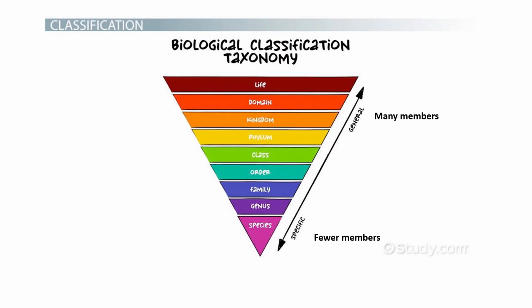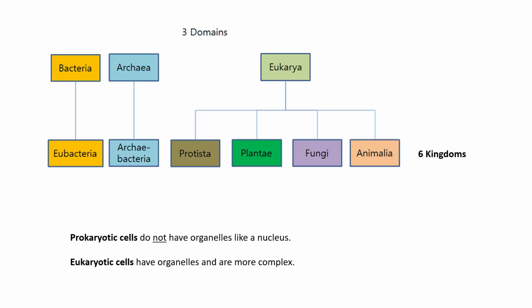So if we start at the top, we have life, and then life is divided into domains. We have 3 different domains as of now that we divide life into. The 3 domains are bacteria, archaea, and eukarya. The members of the first 2, bacteria and archaea, consist of single prokaryotic cells, while the members of eukarya are made of single or many eukaryotic cells.